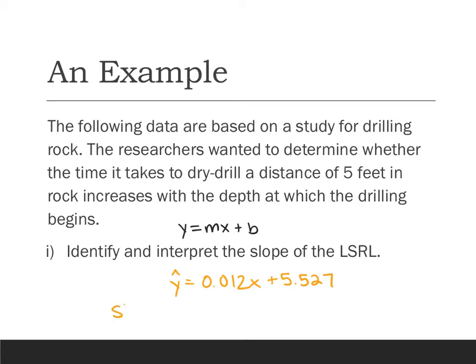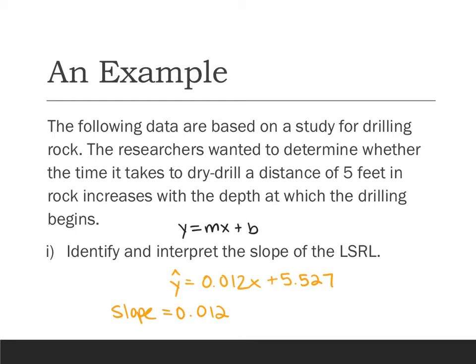So the slope is 0.012. Now, slopes have units. I remember we said that the linear correlation coefficient does not have a unit. That R value is unitless. But slope has a unit. It's a rate. That's what a slope is. It's a rate of change. And our units are always, think about what slope is.